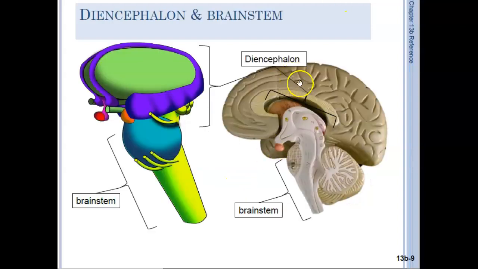Then we have the diencephalon region, which is located right here beneath the cerebral hemispheres, and then the brain stem and the three parts of the brain stem. So here is looking at it from a medial section, so it's cut in half so we can see this. The diencephalon region relays sensory information between brain regions and controls many of our autonomic functions of the peripheral nervous system. So it's going to control those things that we don't have to think about.